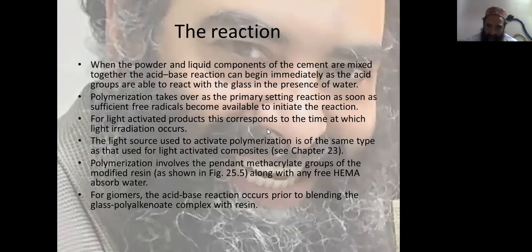Polymerization involves the pendant methacrylate groups of the modified resins along with any free HEMA, or any free HEMA which have absorbed water. For giomers, I already explained that acid-base reactions have been completed before blending of the glass polyalkanoate complex with resin.